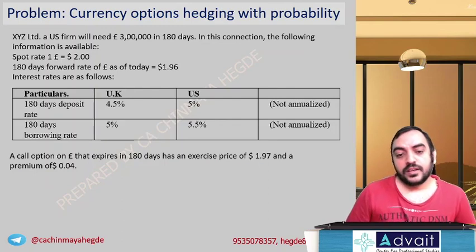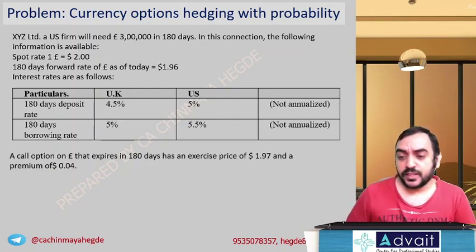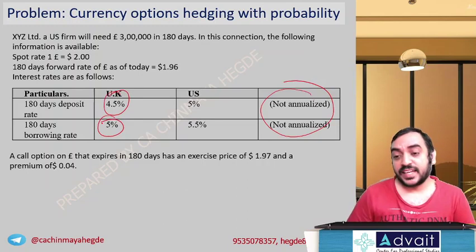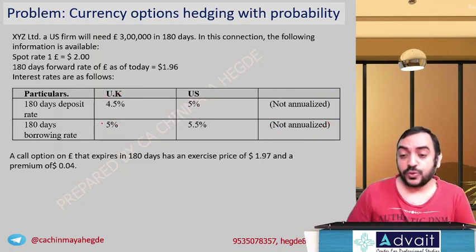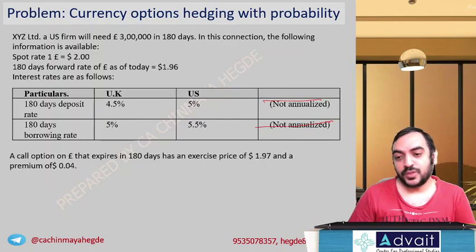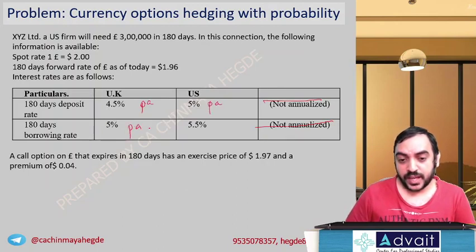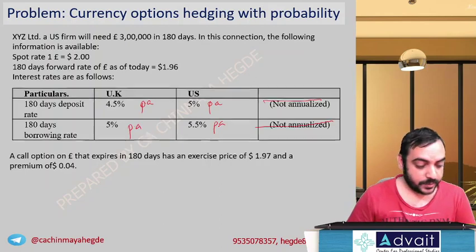Okay. This 4.5%, 5%, 5%, 5.5%. In the question, I have added not annualized, so you are going to use 4.5 directly, 5% directly. But the institute had not given this in the examination. So normally what we would interpret is 5% per annum, 5% per annum, 5% per annum, 5.5% per annum.